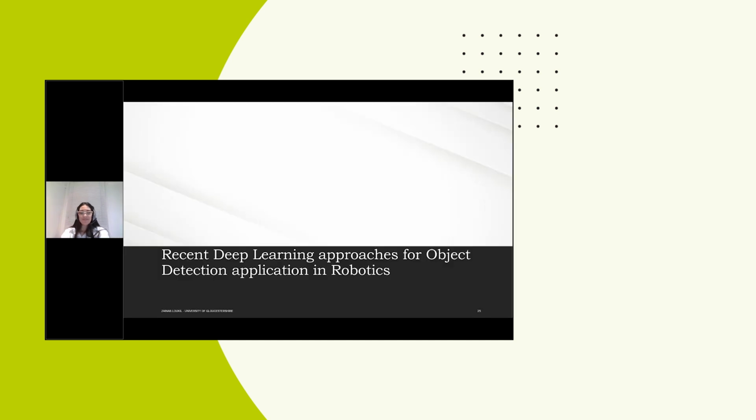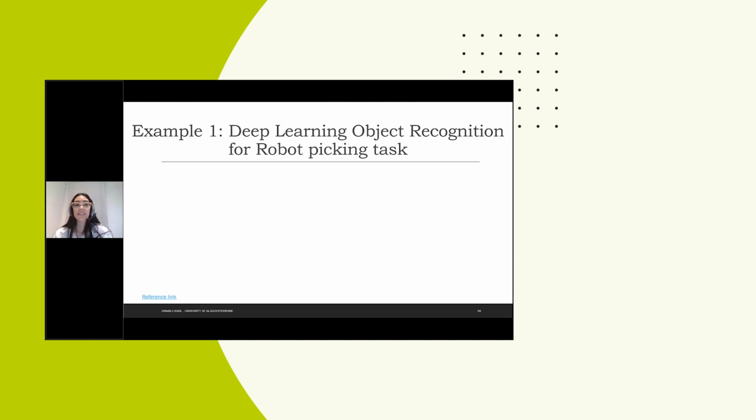Now we come to the final part of today's presentation, which is about the three different pieces of research that I selected, which have been recently published in relation to robotics with deep learning approaches for object detection. The first paper that I was interested in is deep learning object recognition for robot picking task. Picking task is one of the features that I'm planning to include in my future research.